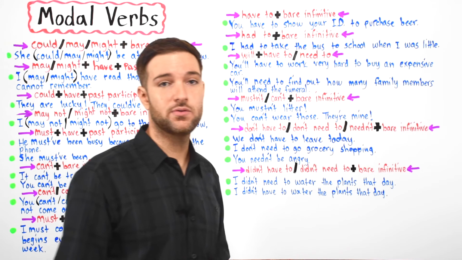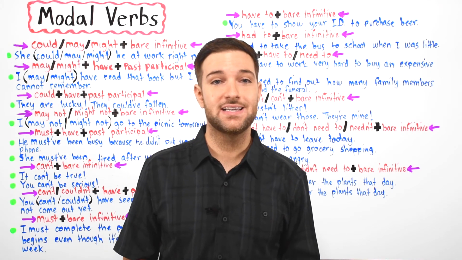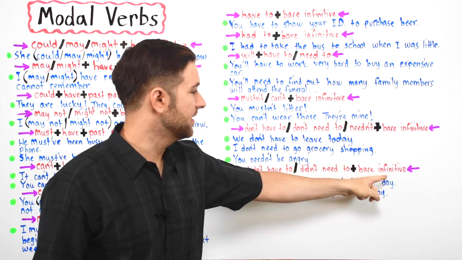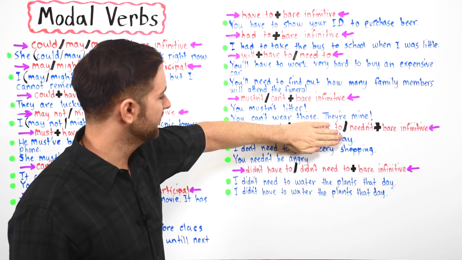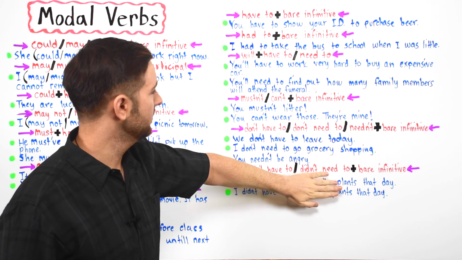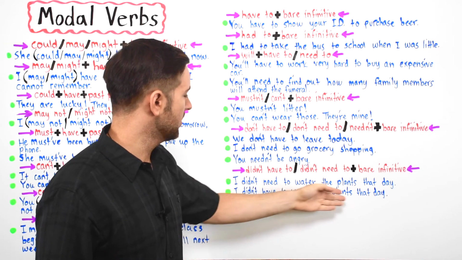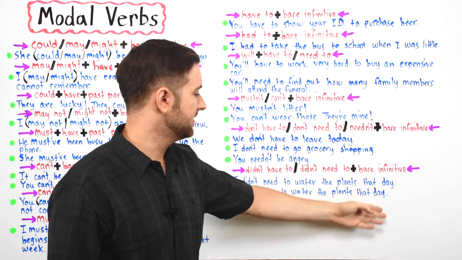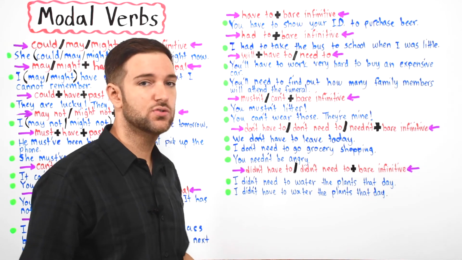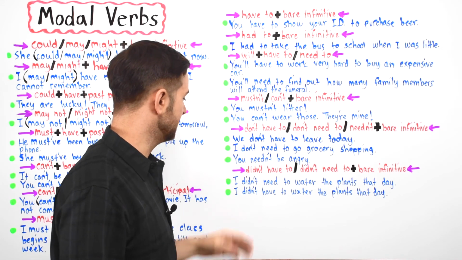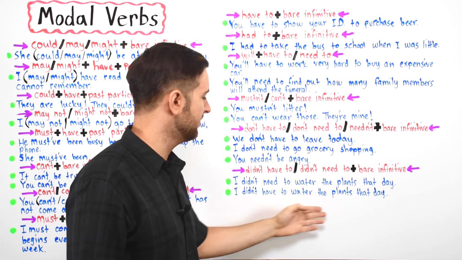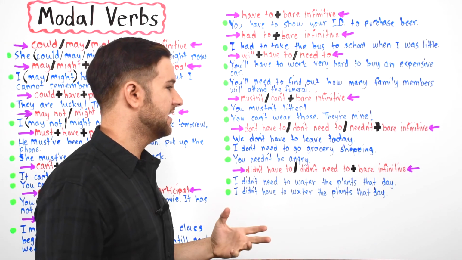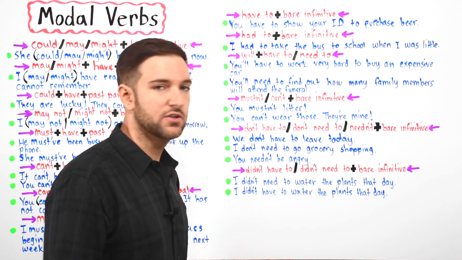Okay, so moving on, when we want to talk about the past, we have to say didn't have to or didn't need to. Okay, didn't have to, didn't need to, plus the bare infinitive. So this is the present or future, this is the past. Okay, I didn't need to water the plants that day. I didn't have to water the plants that day. So you choose which one you want. You can use both. There was no obligation, or it wasn't necessary for you to do that.